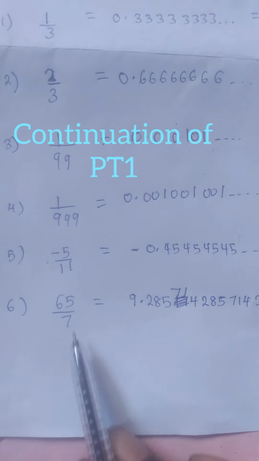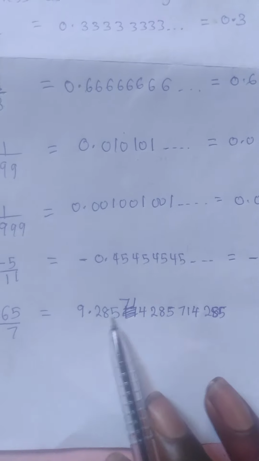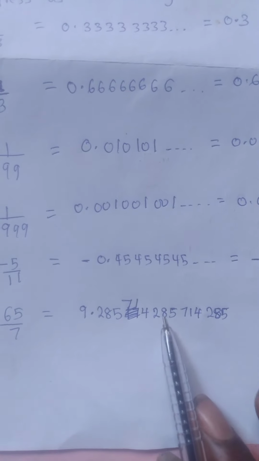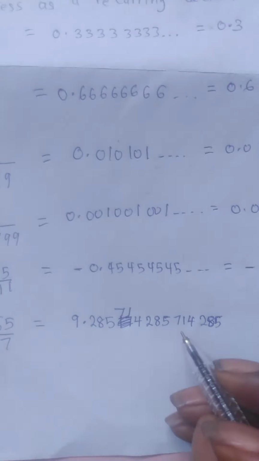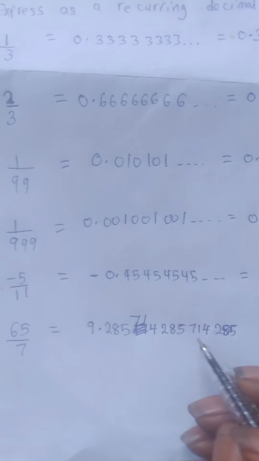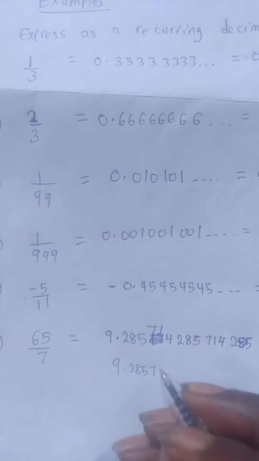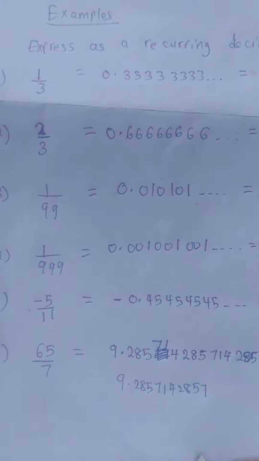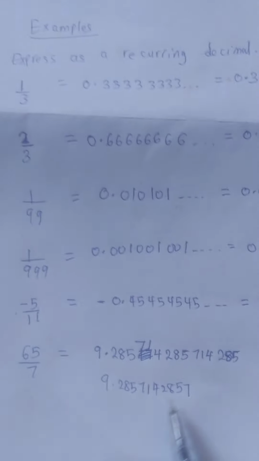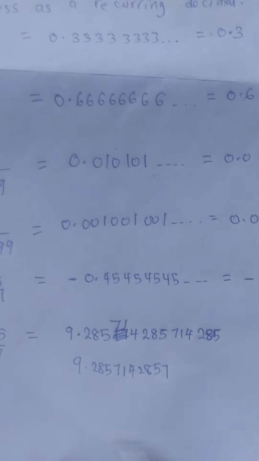So we have 65 divided by 7, we have 9.28571428571. This is where your calculator will stop. It is either your calculator stops at 9.28571 42857. So this simply means that it can't repeat the group of figures again.